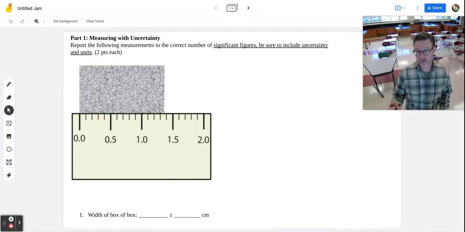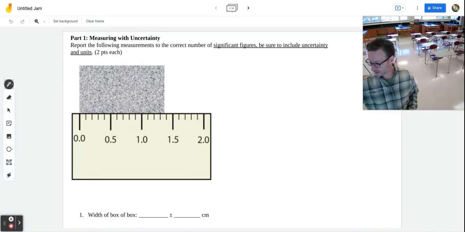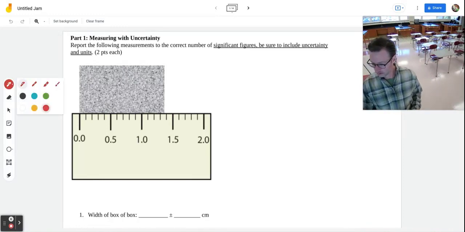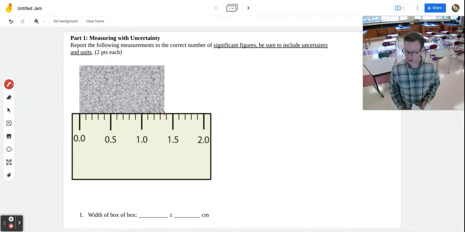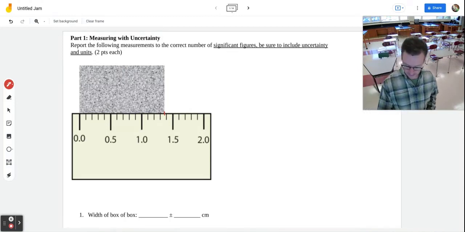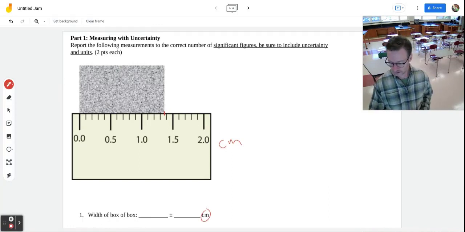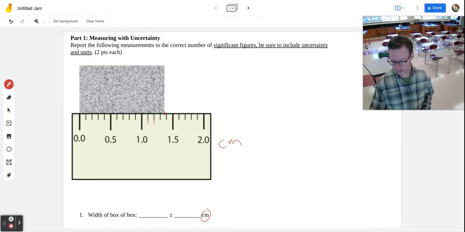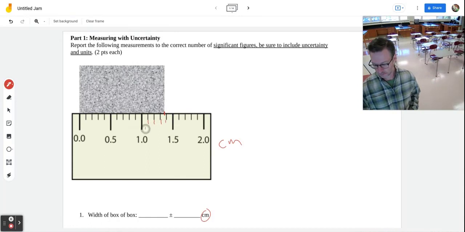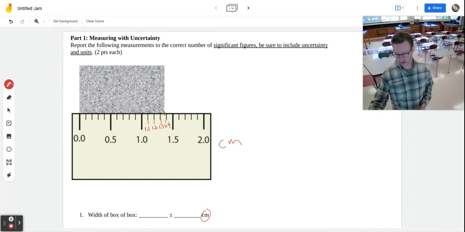So what you want to do, first of all, to record the measurement, we can see that the box is measured or has ends right about there. It doesn't give us units, but the units are down here. So this is in centimeters. We have 1 centimeter and 1.5 centimeter marked, which means that the small markings are tenths. So this is 1.1, 1.2, 1.3, 1.4.